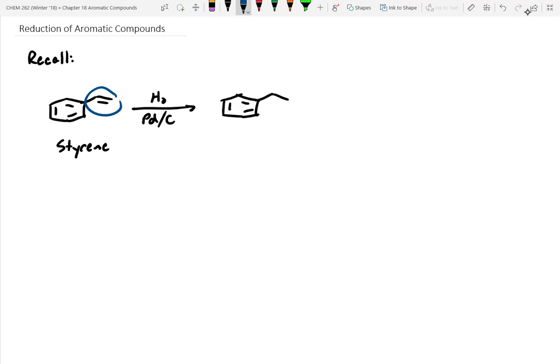And really what we're trying to do is reduce that alkene there, right? It is a conjugated alkene, so it's not like a normal alkene, but we can reduce it because we're not breaking aromaticity here, right? The aromatic ring is still intact. So that doesn't require very much. In fact, this can be done at low or moderate pressure.